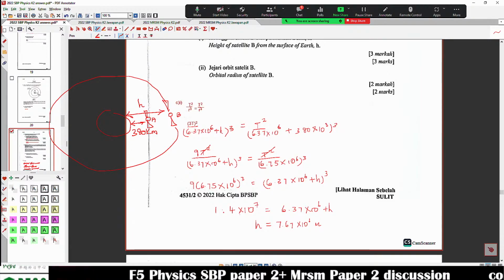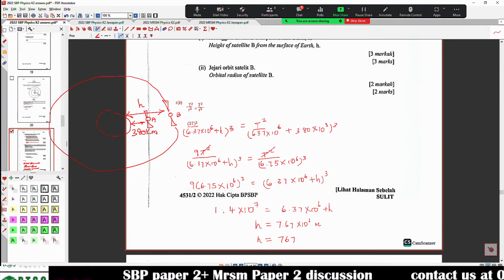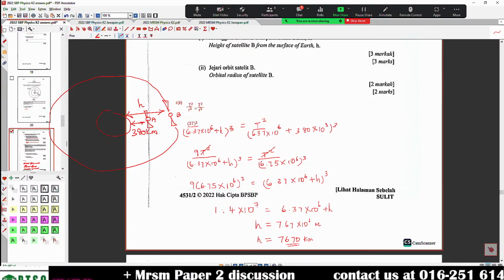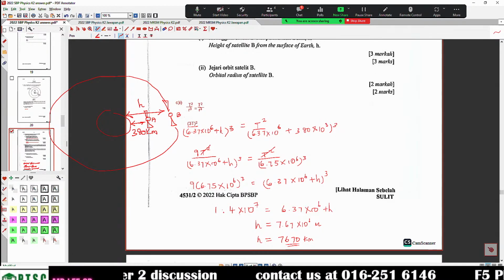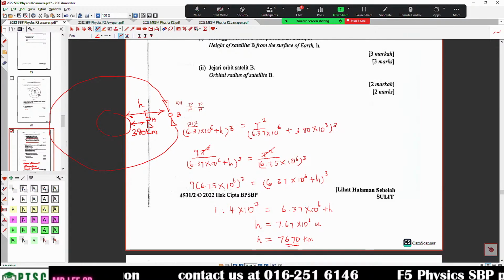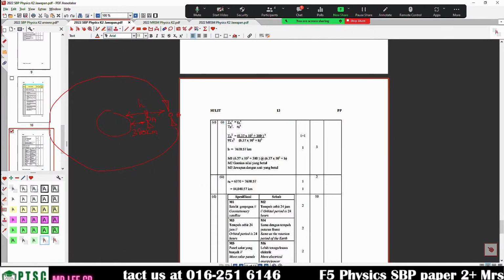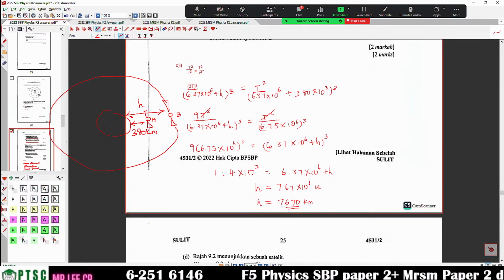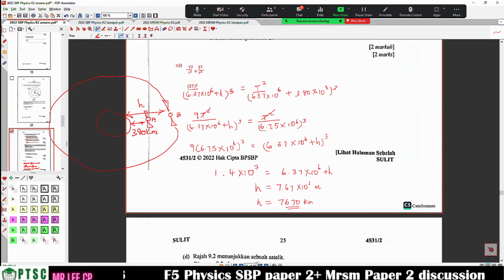If I want to change it to km, h will be 7670 km. Because of this 10 to the 3 here, I add in 3 zeros at the back, and it becomes the unit of km. So the answer is 7670 km. My answer was okay, but I used meters, so the number will be very, very big.